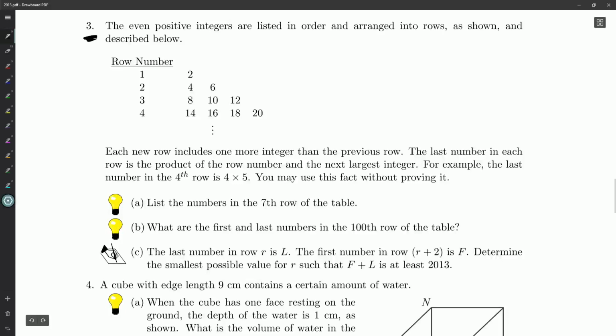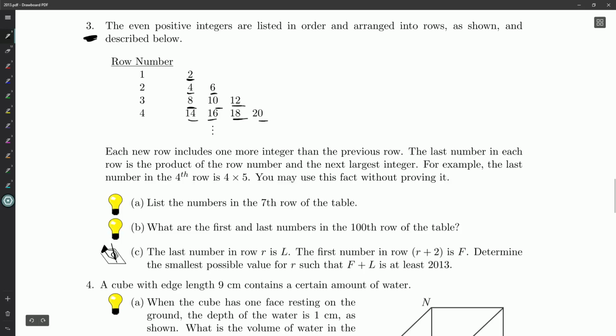The even positive integers are listed in order and arranged in rows as shown. So 2, and then 4 and 6, and then 8, 10, and 12. It looks like we're going up: 4 numbers in the 4th row, 3 numbers in the 3rd row, and so on. So this looks like triangular numbers. And in fact, yes, it is triangular numbers. Okay, so that's our arrangement.